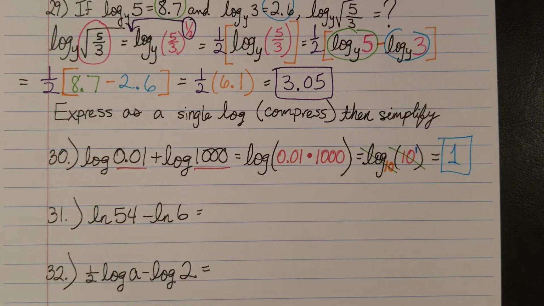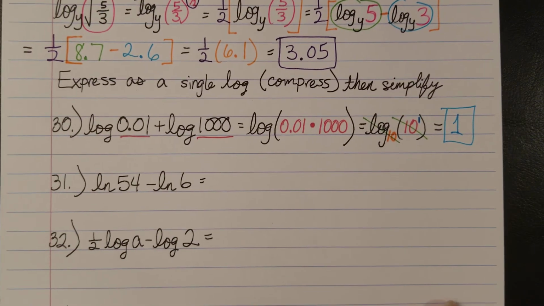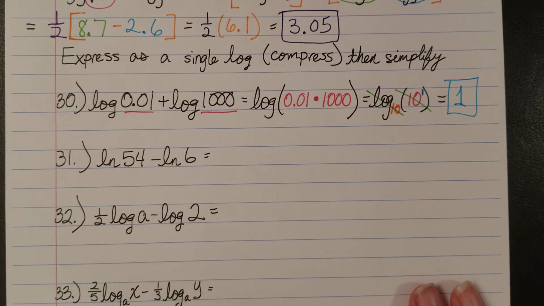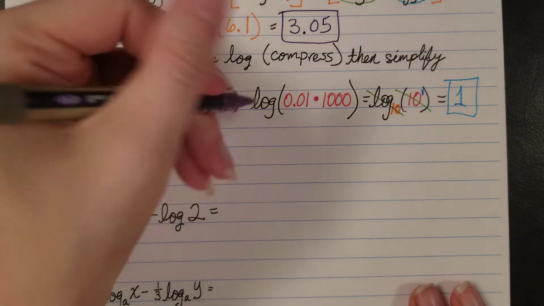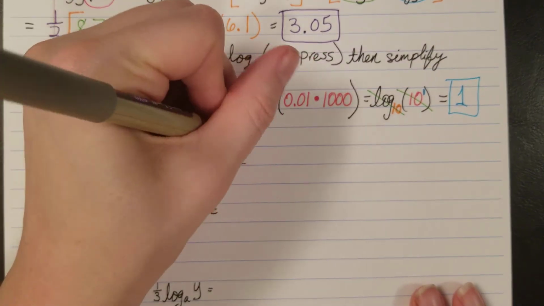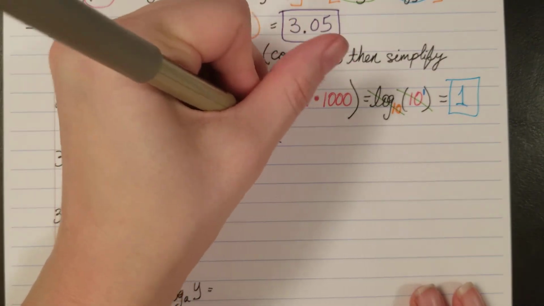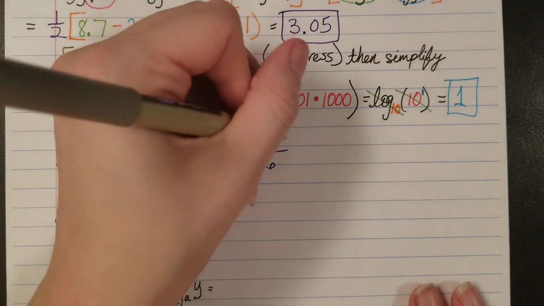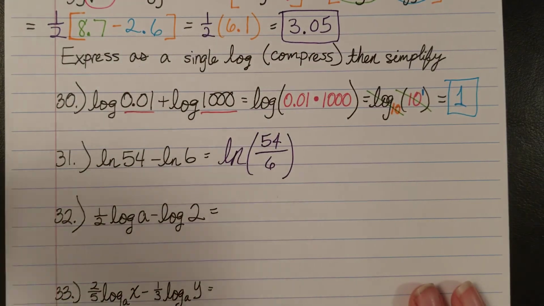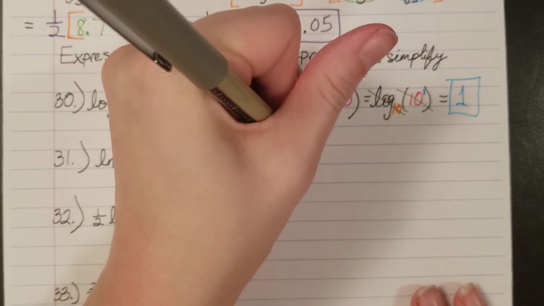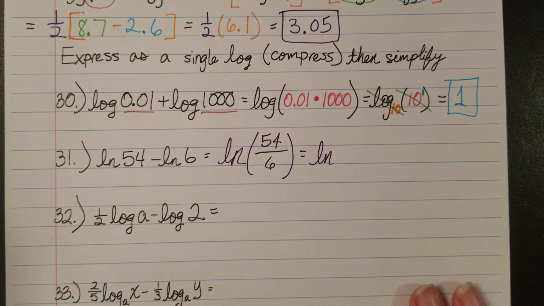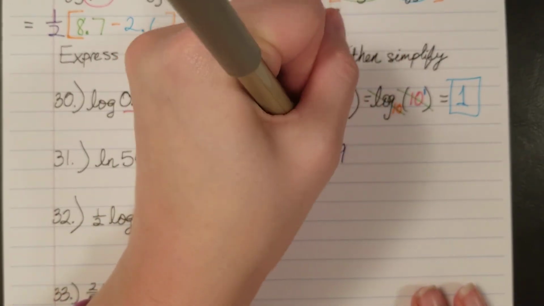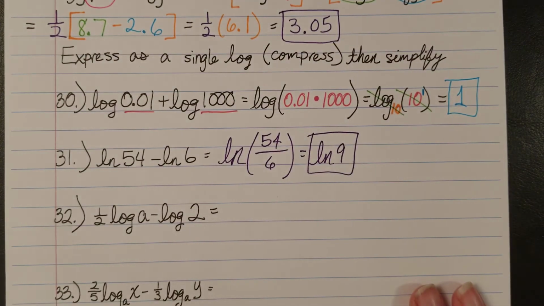All right, number 31, we have ln of 54 minus ln of 6. All right, so we're just going to combine those together. So subtraction turns into a fraction, so that's going to be ln of 54 over 6. And we can actually reduce that fraction because 54 divided by 6 is equal to 9. All right, so that's just ln of 9 is the final answer. Okay.